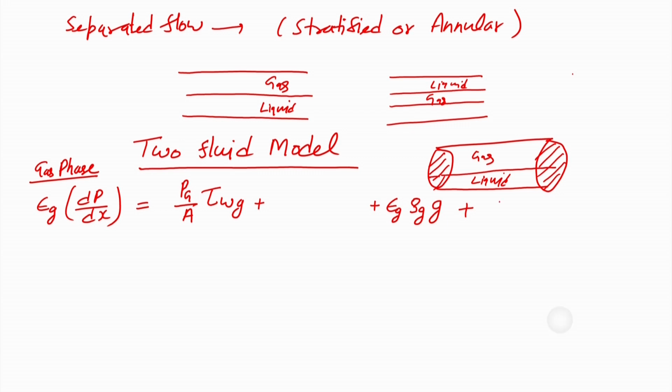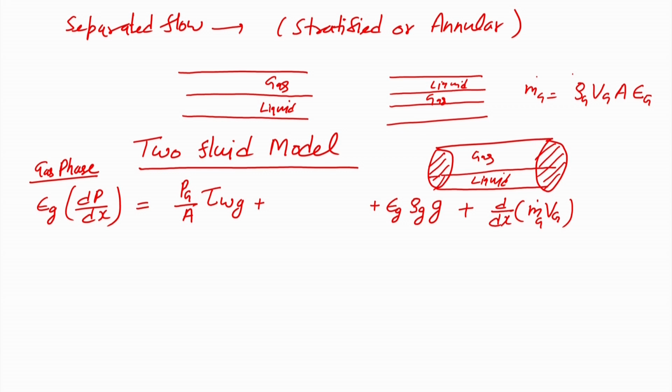Acceleration part will be what? We can write it d by dx of m naught of gas into v of gas. Now, m naught of gas is what? If I write m naught of the gas, it will be rho g into V g, rho g into A multiplied by epsilon g. Okay, clear? So, how much fraction of the area is being filled with the gas. So, that is the way we will calculate the m naught g. So, this will be the two phase flow equation.